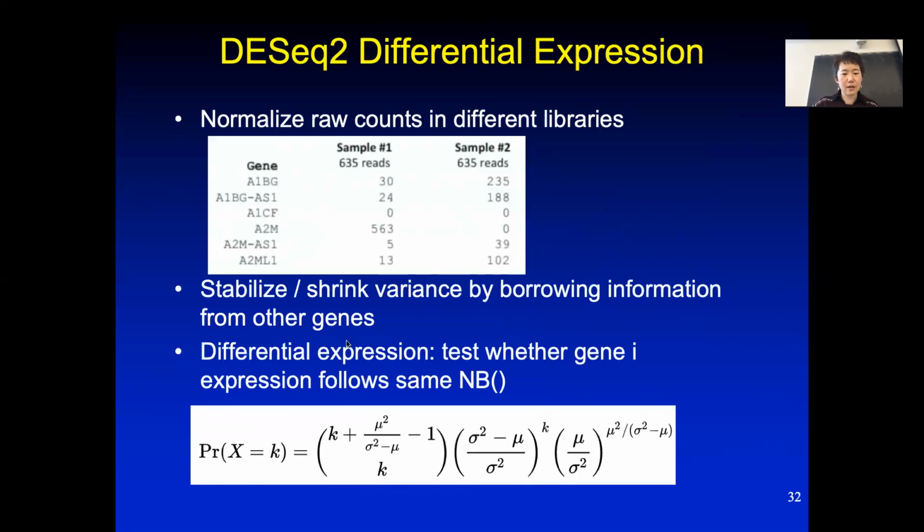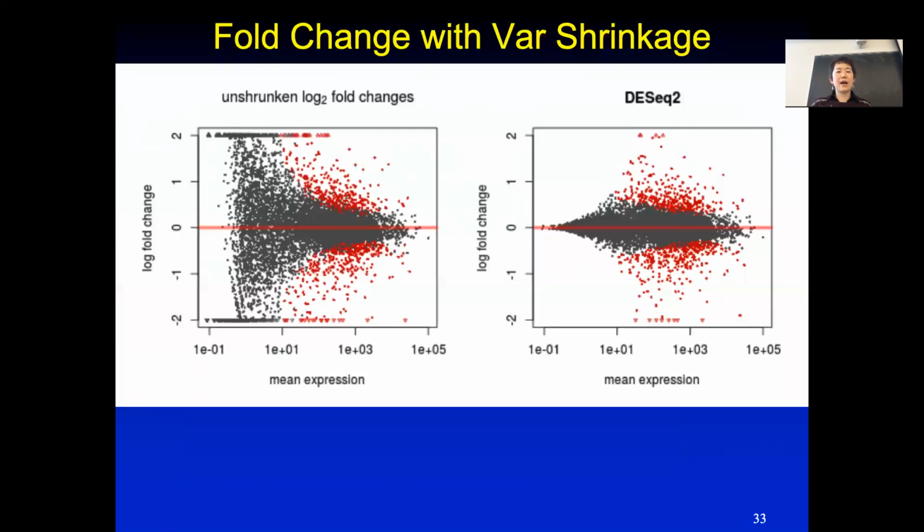Then you get the differential expression, but basically K is the actual reads, mu is the mean expression, and sigma is the variance. So you can calculate whether the gene is differentially expressed based on the negative binomial distribution. And this, you can use DESeq2 to calculate.